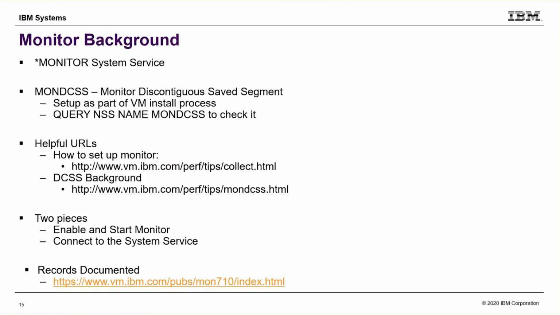Instead of sending the actual records across that IUCV interface, we put them in shared memory. If you remember way back to Virtualization Basics, we talked very briefly about the concept of DCSSs, or discontiguous saved segments. This is the ability to share a segment of memory between virtual machines. Another trivia question: what DCSS gets shared not just between virtual machines, but between a virtual machine and the control program itself?